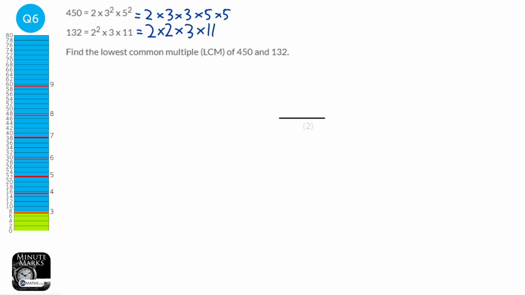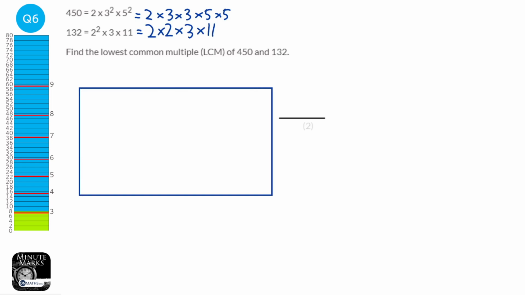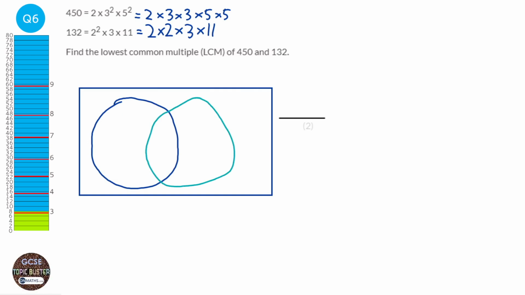Now I'm going to put these into a Venn diagram. I'm just going to draw out a Venn diagram and get my two circles, because we're going to have the 450 and the 132. So 450 is on the left hand side and 132 is on the right hand side. And we're going to start filling out the Venn diagram. So they both have a 2 in them and they both have a 3, but 450 has a 3, a 5 and a 5. And 132 has that 2 and the 11.